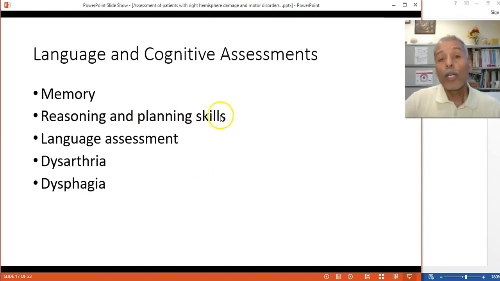In addition to language and all this, you also have to get an idea about memory and reasoning and planning skills. Language evaluation, the language areas that you evaluate in terms of discourse and pragmatics and all, the areas that are explained in your textbook and that we have mentioned here. You also look for dysarthria, you look for dysphagia, as we said, 5 to 75% have dysphagia. You look for also in some cases apraxia, but it is less frequent.